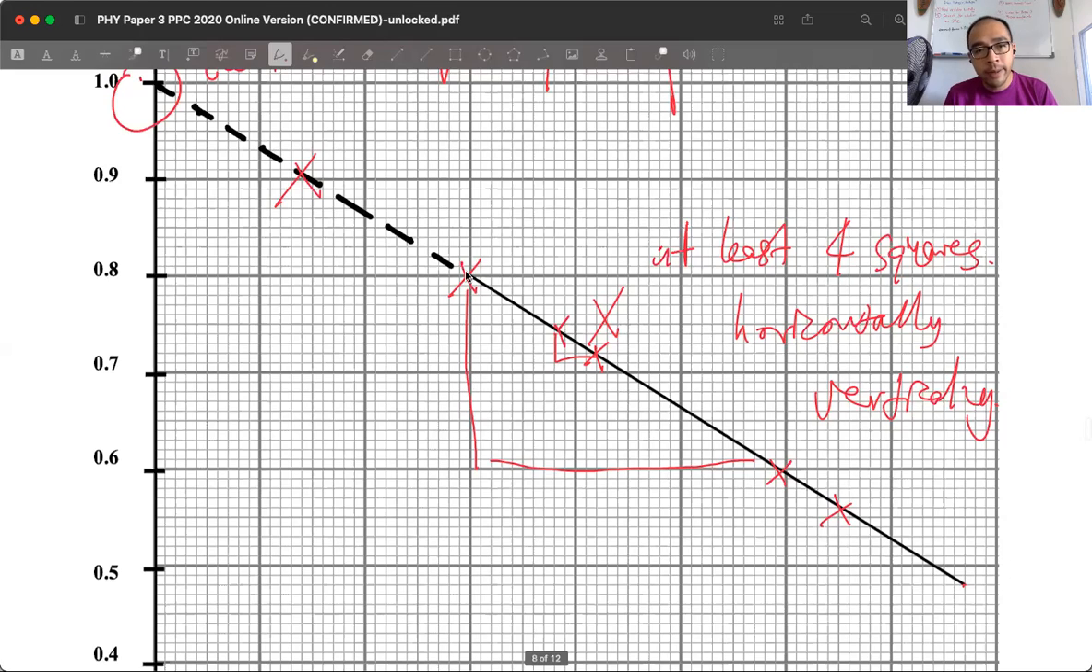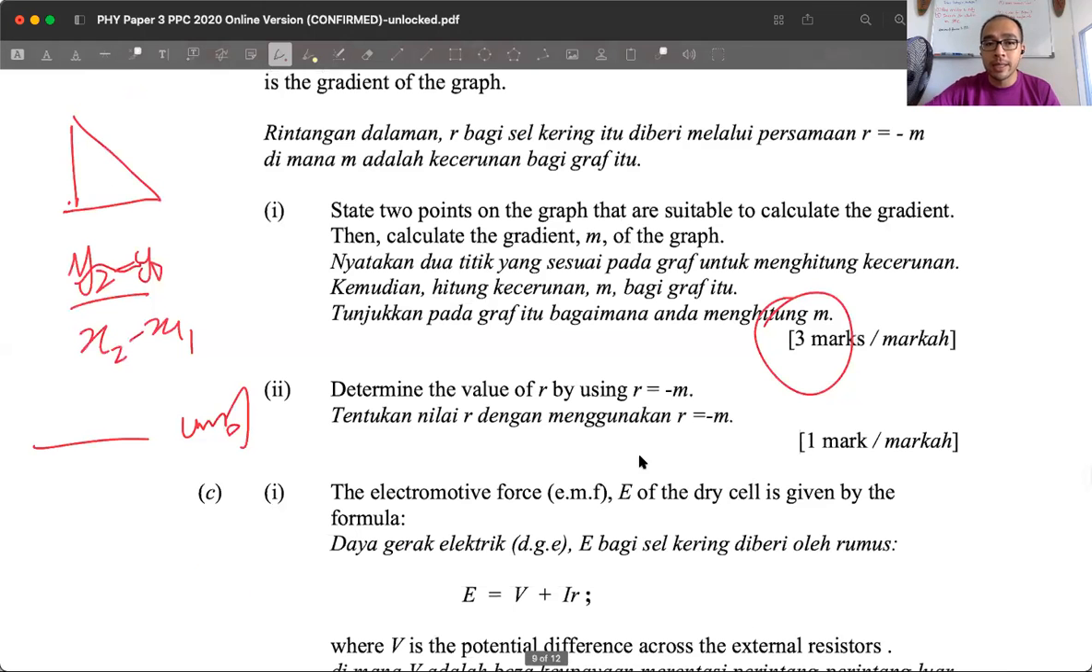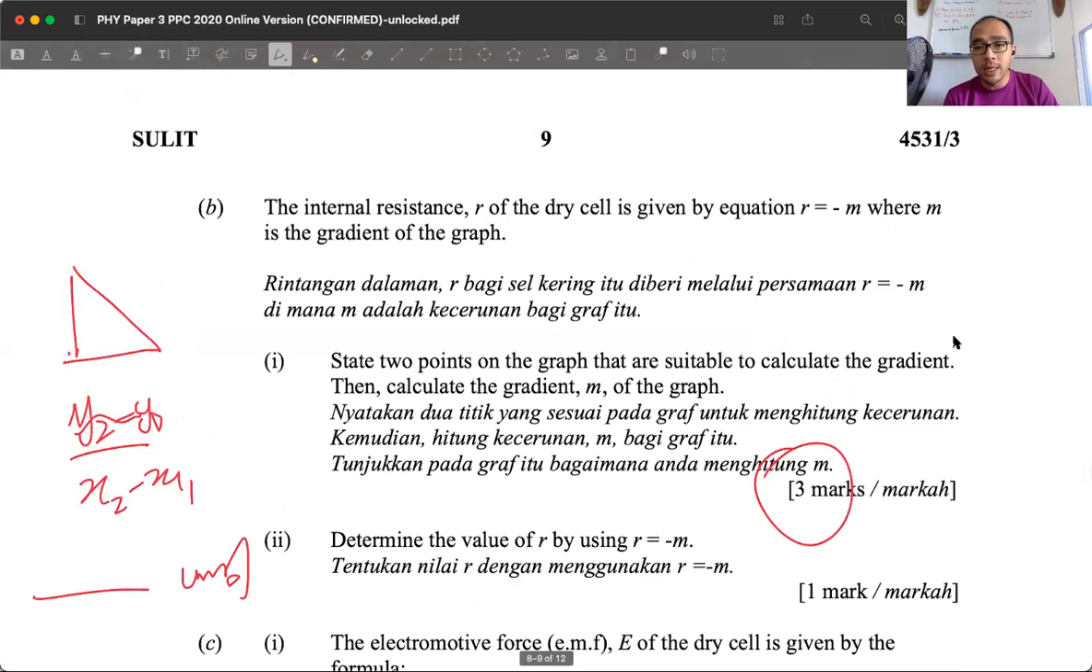But most of you chose this point and this point because it's the easiest to read, right? But take a look at the triangle, people. 2 squares, 3 squares. It doesn't fit the bill. So a lot of people lost marks there. So the 2 points stated correctly is 1 mark. Substitution is 1 mark. If your 2 points are wrong but you substitute correctly, I will still give you 1 mark.